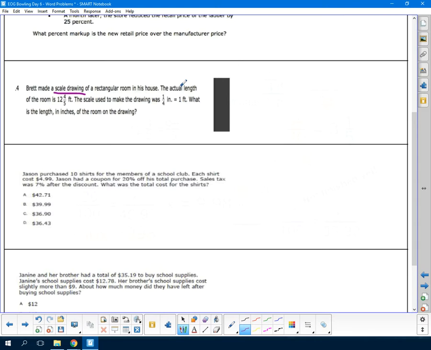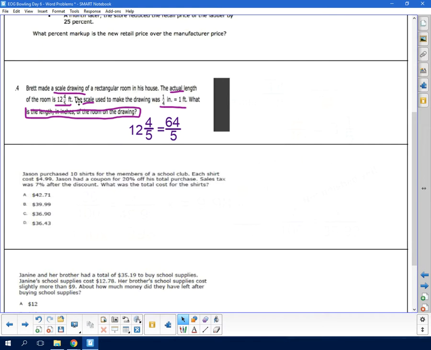If Brett made a scale drawing, I'd say it's a pretty important word, scale drawing. We talked about scale drawings in Unit 5 when we talked about ratios. It says the actual length of the room is 12 4/5 feet. Those are both important words. The scale used to make the drawing was 1/4 inch equals 1 foot. What is the length in inches of the room in the drawing? We're going to box that question in there. First thing I'm going to do is convert 12 4/5 to an improper fraction. 12 4/5 feet is 64 fifths.